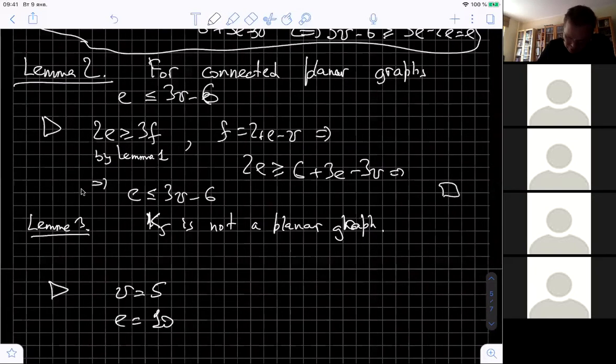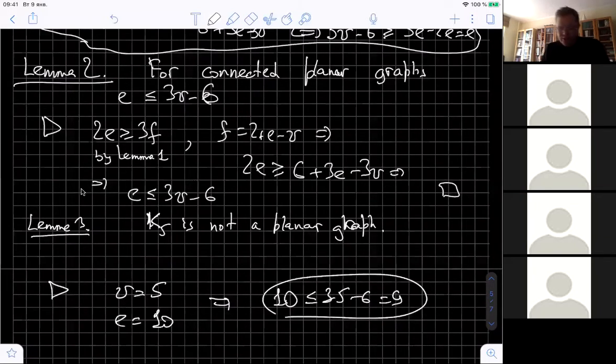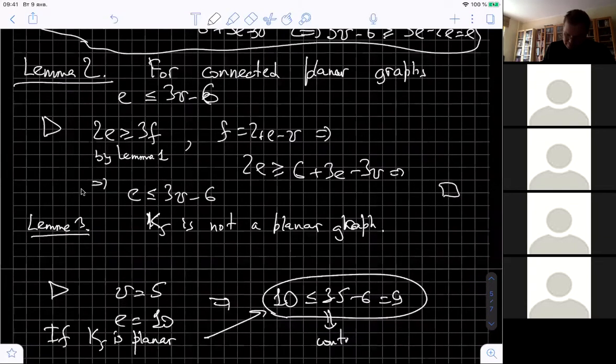So if we use this inequality, then we will have that 10 must be not greater than 3 times 5 minus 6, which is equal to 9, and our inequality is broken. So if K5 is planar, then we'll have a contradiction.